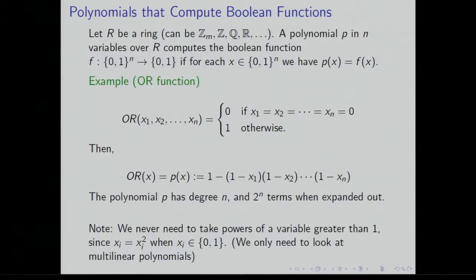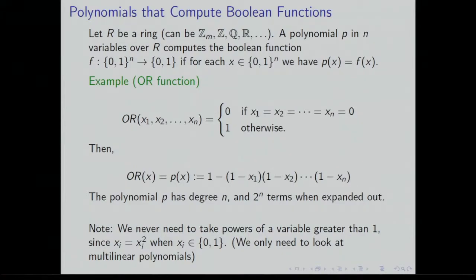So an important thing about polynomials for Boolean functions is that you never need to take a power of a variable greater than 1. Because since we're only substituting in 0 or 1, x is equal to x squared when x is either 0 or 1. So in other words, we only need to look at multilinear polynomials for computing Boolean functions. So the degree can be at most n, and there can be at most 2 to the n terms. So in some sense, this OR polynomial is as big as possible. And for our algorithmic applications later, we're going to be looking for small polynomials. So this is really bad.